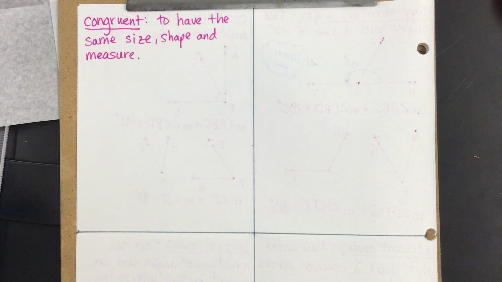Now, a lot of things can be congruent. Line segments can be congruent. Angles can be congruent. Shapes can be congruent. Any shape that has the same size and measure and shape would be considered congruent.